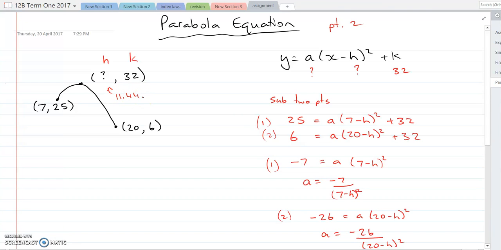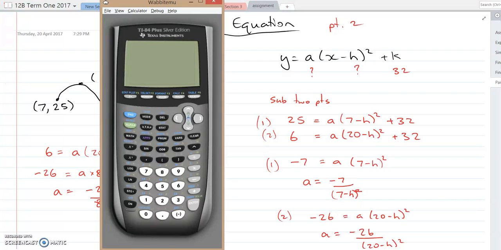Alright, so I found my h. I just need to find my a. So sub in one of my points again. So 6 equals a times 20 minus 11.44 squared plus 32. Let's just minus the 32. So minus 26 equals a times 8.56 squared. A equals negative 26 over 8.56 squared. So that is 26 divided by 8.56 squared, which is 0.3548.